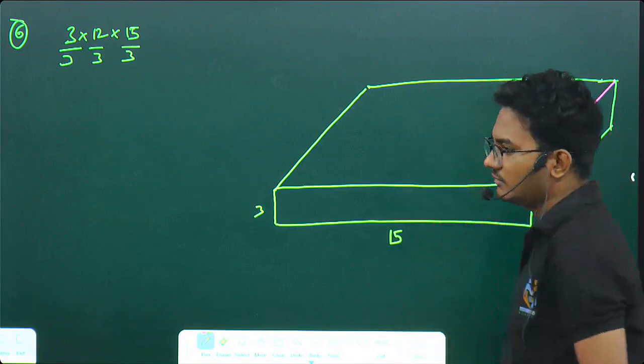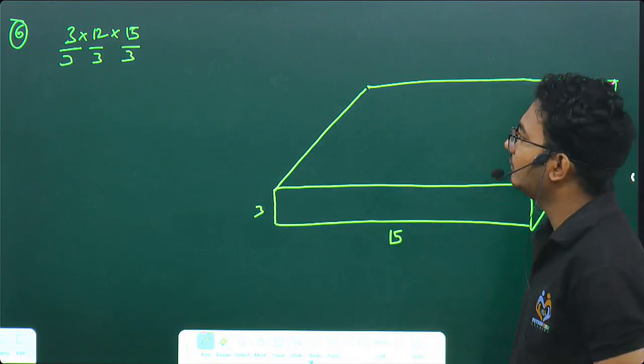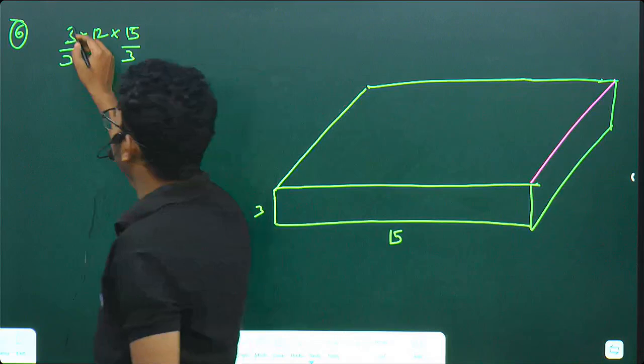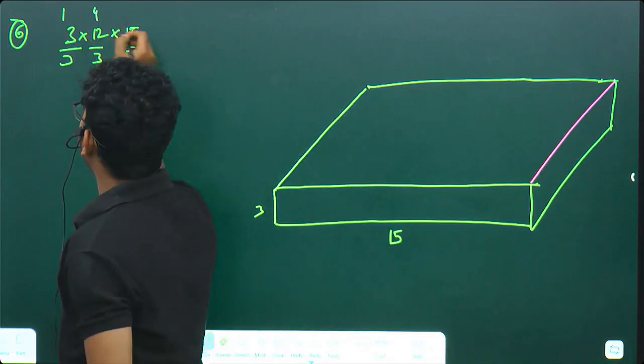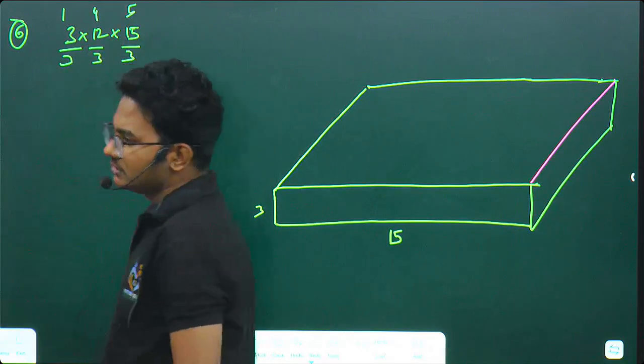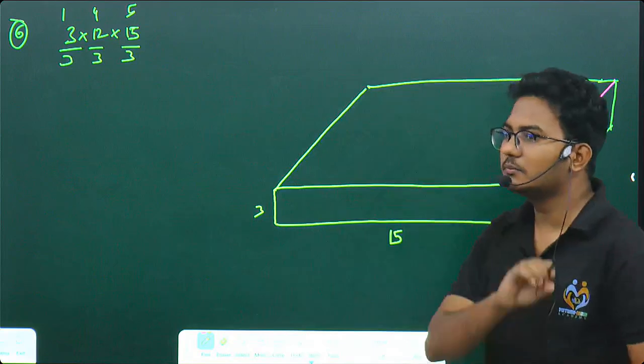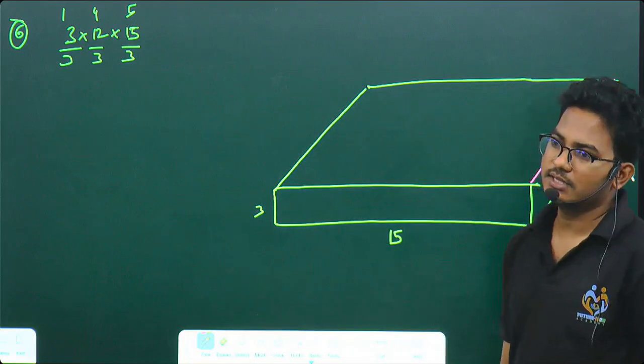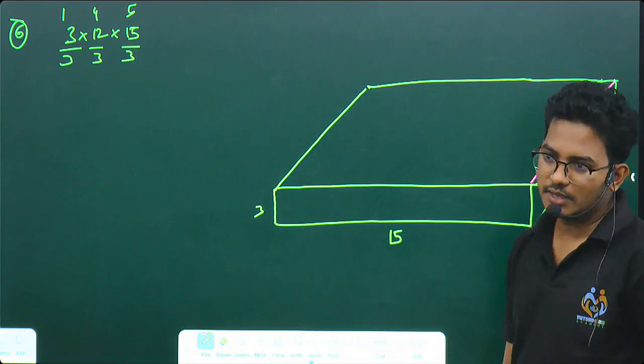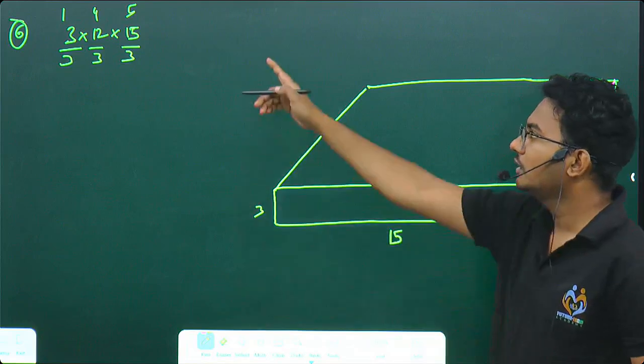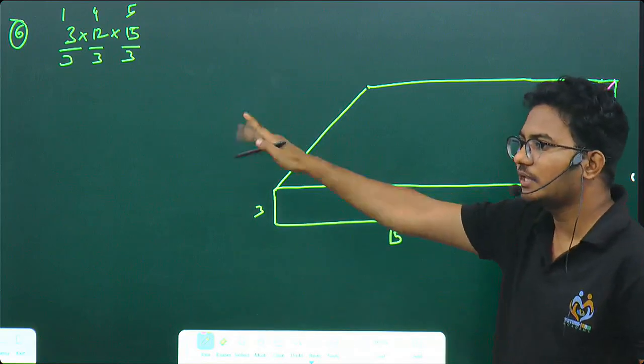This is 12. Now this I need 1, this I need 4, and this I need 5. So for one part I don't need to make any cut. But for 4 parts I need to make 3 cuts.